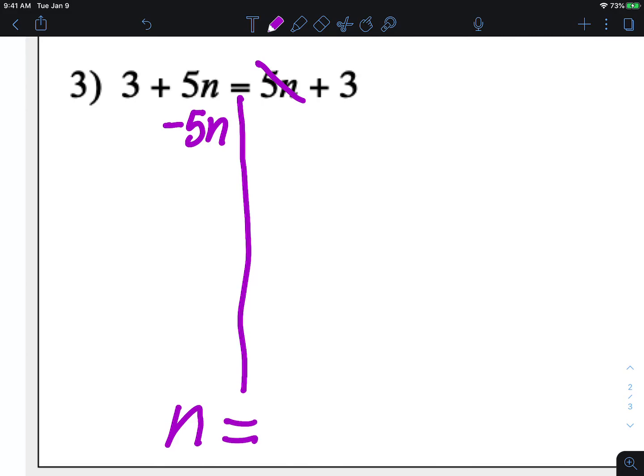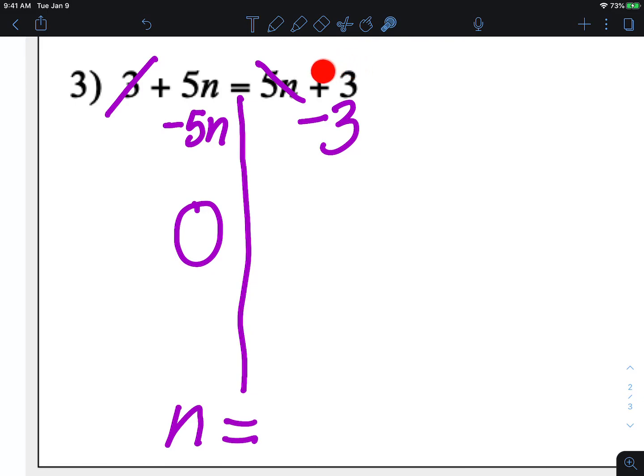So that means that since my n's are on this side, let me erase that. My n's are on this side. That means my numbers are going to be on that side. So I'm going to bring this 3 over to this side and make it minus 3. Okay? So let's do this side first. 5n minus 5n is, well, 0. That's easy, right? Anything minus itself is 0.